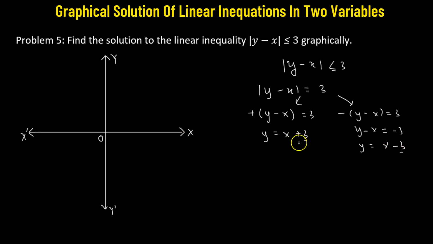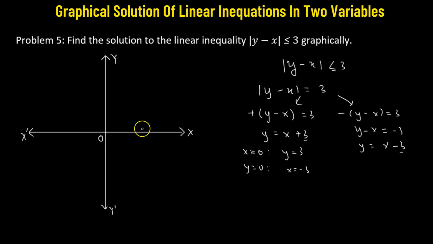Here, y equals x plus 3. We can use the x-intercept and the y-intercept to sketch the line. We'll let x go to 0, such that y equals 3, and when we let y equal 0, then x equals negative 3. So let's do that.